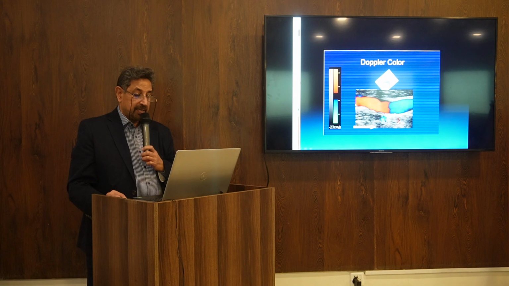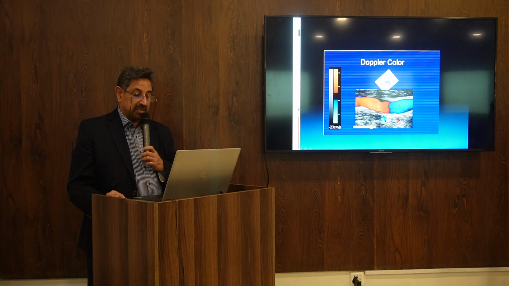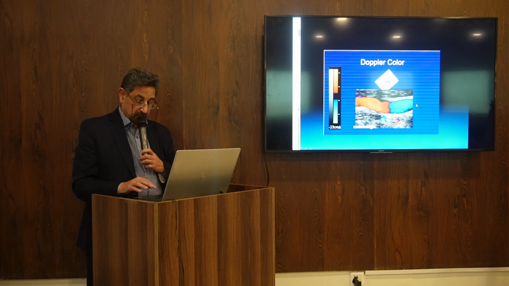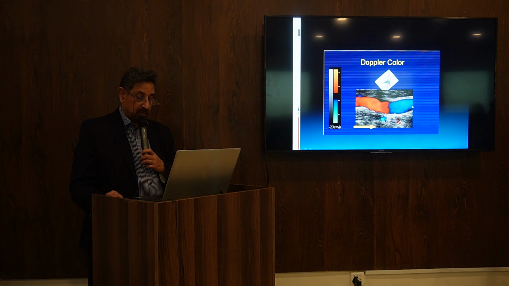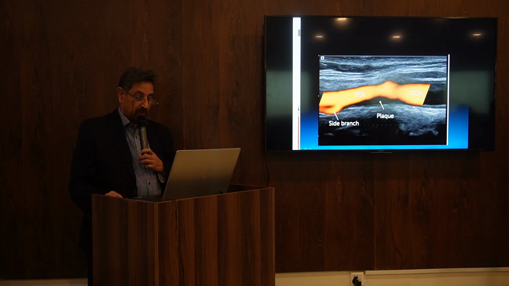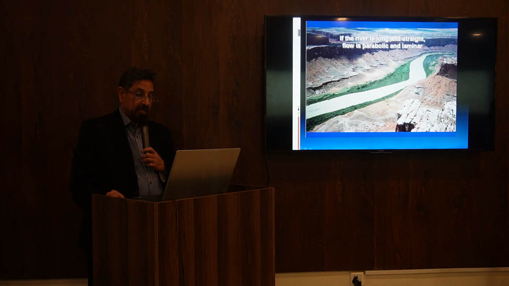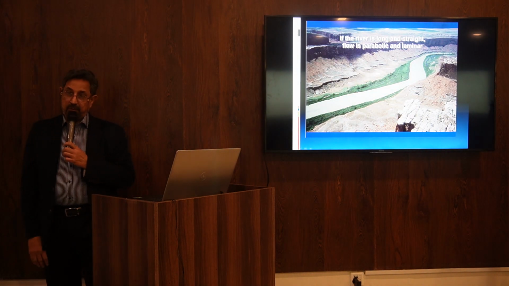Color Doppler: going towards the probe is red, away from the probe is blue, and here is the probe. This is coming toward the probe, going away it is blue, and power Doppler we discussed already. So what is a parabolic flow?